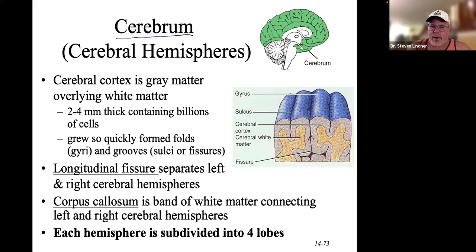The outer part of the cerebrum is called the cortex or cerebral cortex, and the outer part is always gray. It's gray matter. So the cerebral cortex is gray matter, whereas the inner part of the brain is made up of white matter.